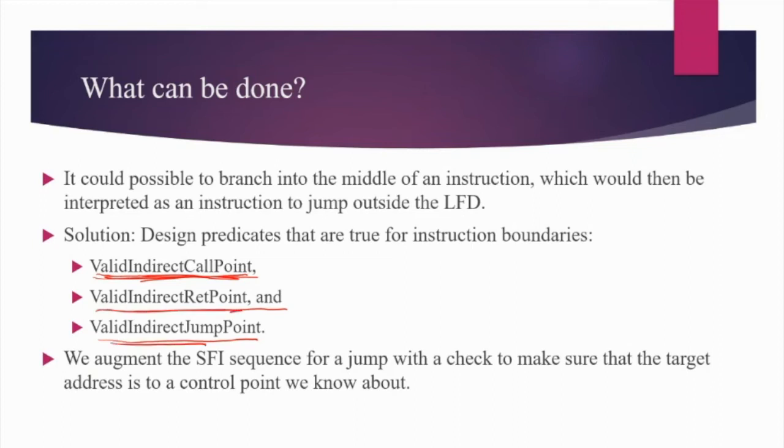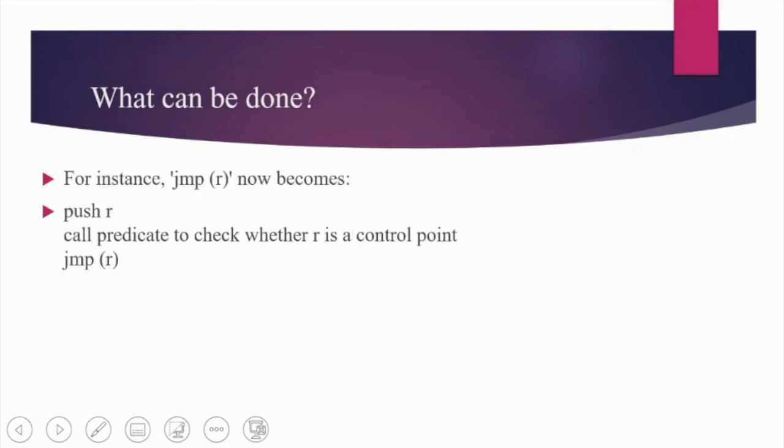So we augment the SFI sequence for a jump with a check to make sure that the target address is a control point we know about. It should be a valid, legitimate instruction point. This is how we can manage to convert the untrusted code into safe code, along with indirect jump operations, where there is another check which we have to put in.